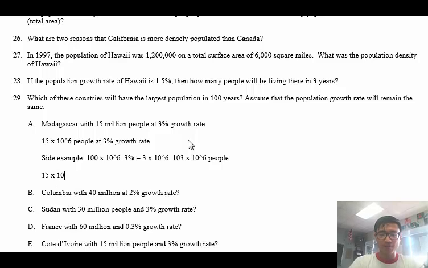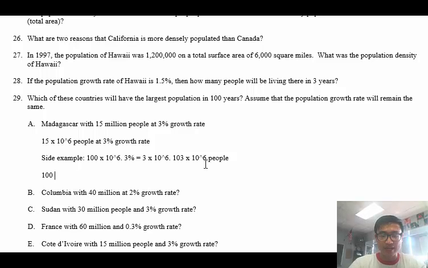So we could write out 15 times 10 to the 6th, 15 million people, and we're going to try to find out what's 3% of that, right? But there's an added clause to this whole problem, which is we're trying to figure it out after 100 years. So let's rewind a little bit. Sorry, I don't want to confuse you guys. Let's go back to that example of 100 million people. So our operation here is we took 100 million people, we found out what's 3% of that, and then we added it back to the 100 million people to get 103 million people, right?